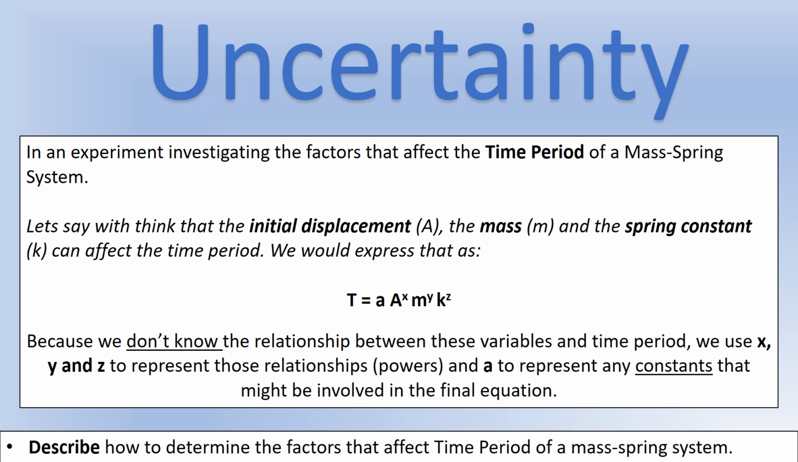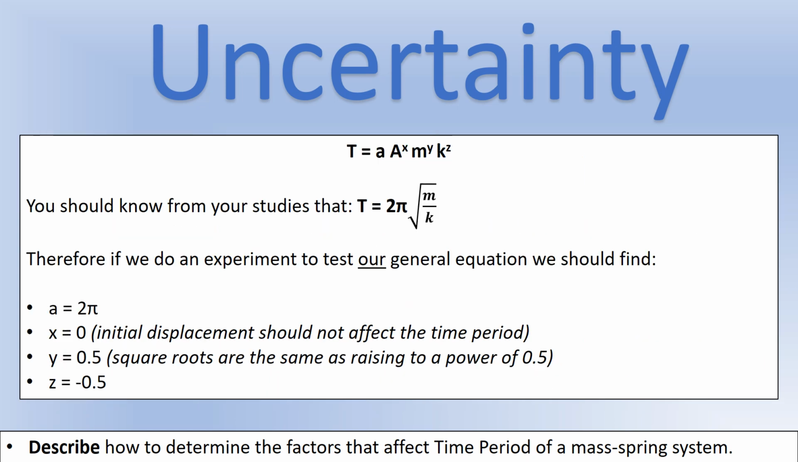I'm going to represent this equation in the form you can see on screen. T is equal to a constant A multiplied by amplitude to the power of x, mass to the power of y, and spring constant to the power of z. We don't know anything about the relationships, which is why I've kept it very general like that, with powers and a constant. So what we're going to try and do is design an experiment to find out a, x, y, and z.